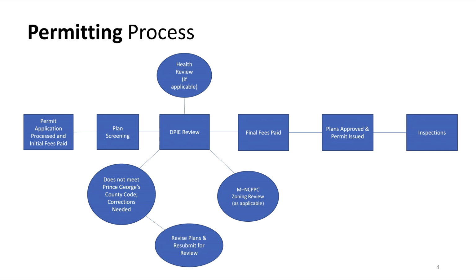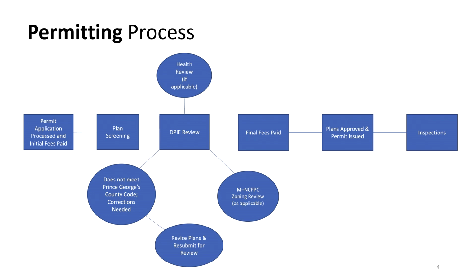Your plans will also be reviewed by several different disciplines as applicable. A health review will also be required if applicable. If the plans do not meet county code requirements, then the applicant will receive comments back. The applicant will need to revise the plans and resubmit if the comments cannot be addressed within the same plans. The applicant will also need zoning approval from MNCPPC, also known as Park and Planning, before a permit is issued. Park and Planning is a separate agency, although housed at DPIE.